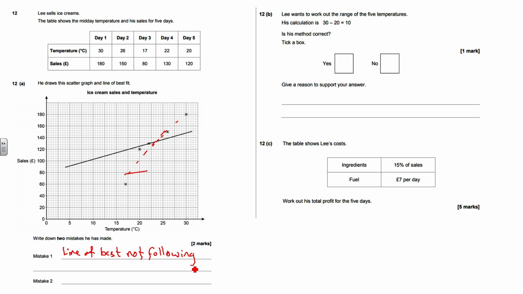Okay. Some people want it to go through the point 0, 0. That is not necessary. So long as it follows the data, like this one that I've kind of sketched in dottedly, wouldn't go through 0, 0. That's not a problem, but it has to follow the data.